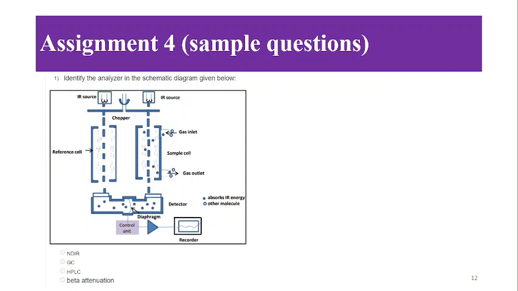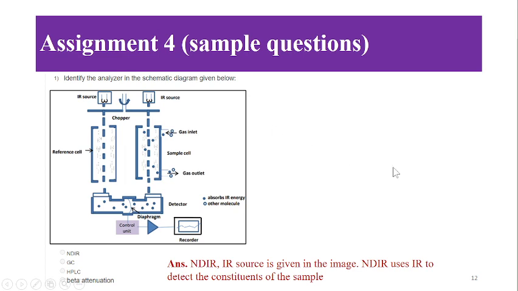The first question is: identify the analyzer in the schematic diagram given below. Can anybody give me the answer for this? NDIR. Yes, correct, because in the image itself you can see that there is an IR source present. The other options are chromatography, and beta attenuation does not use IR. So yes, IR is the correct answer here.